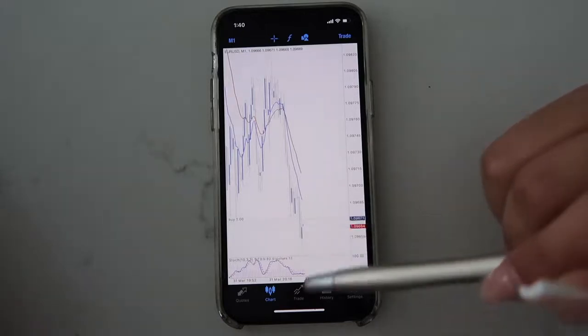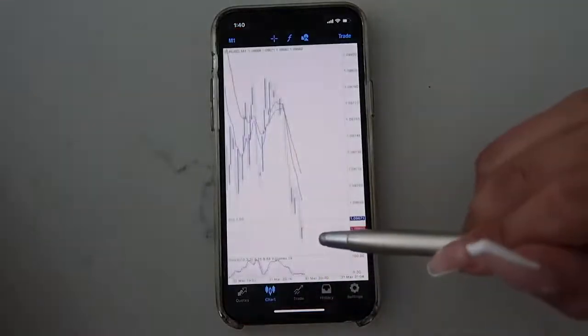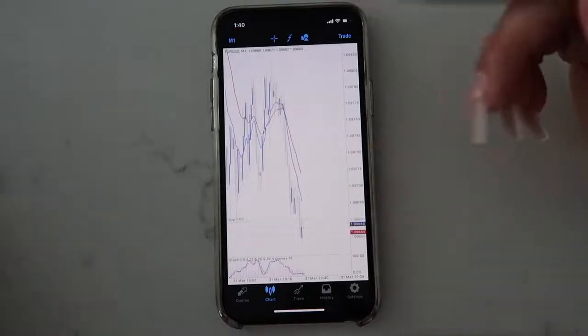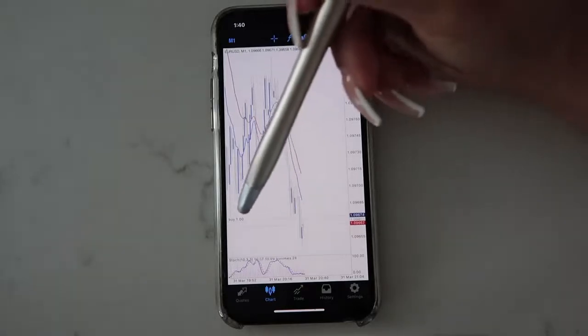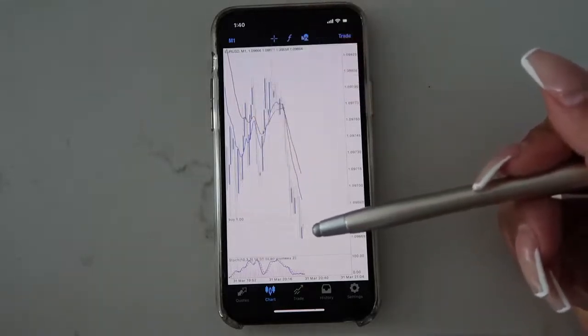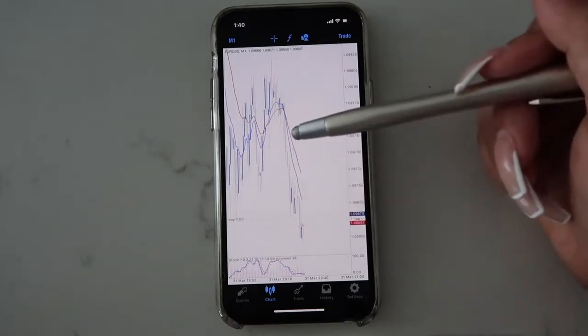So I'm currently not in profit. Why? Something that has helped me out a lot is understanding that at the price that I entered at, if both the bid price and the ask price are above my entry, then I will be in profit.